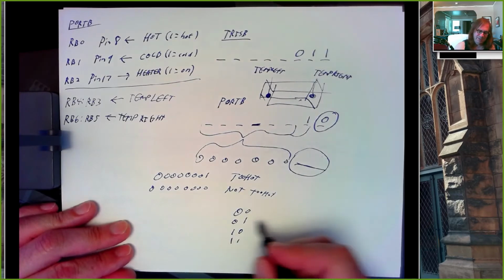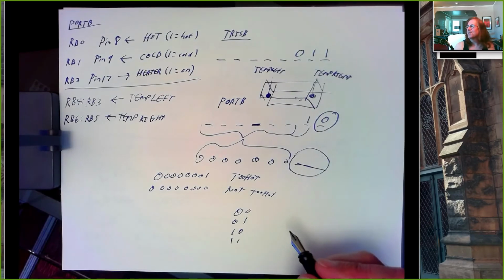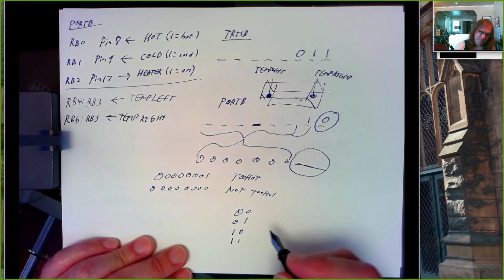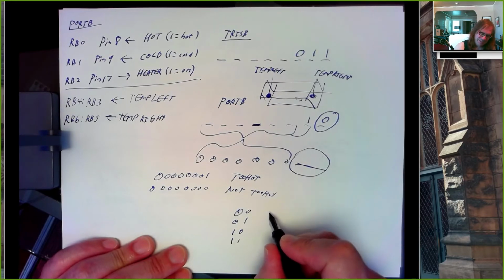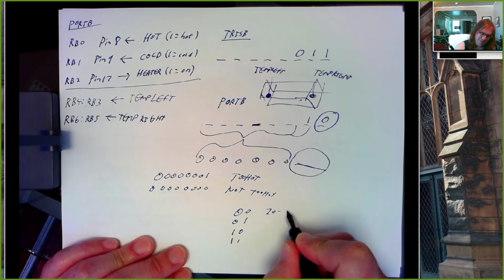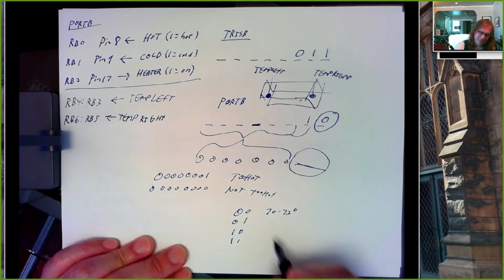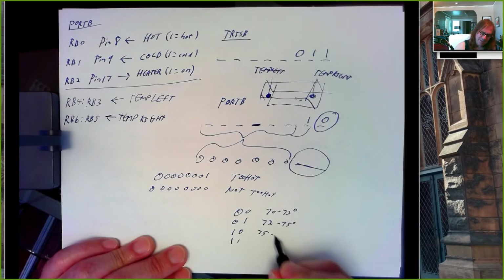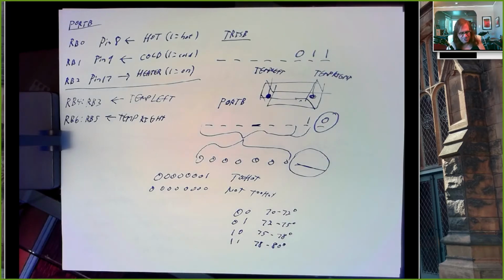I don't know what water temperature a fish tank should be at. Let me just say this is 70 to 72 degrees. This is 72 to 75 degrees. This is 75 to 78 degrees, and this is 78 to 80 degrees. It's just a goofy example.